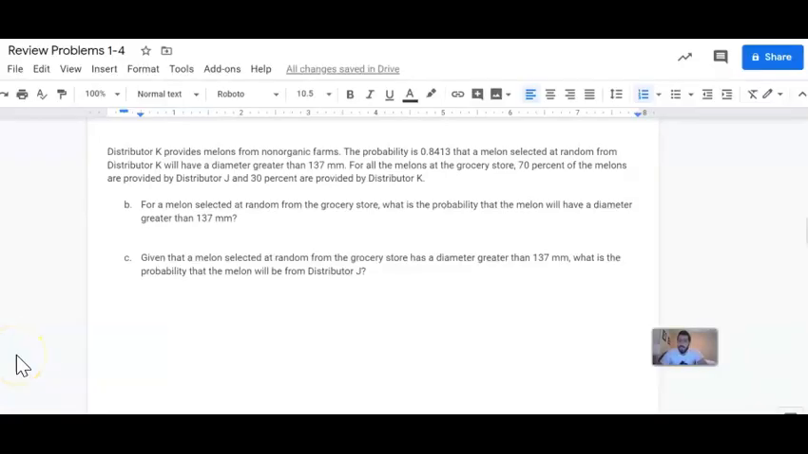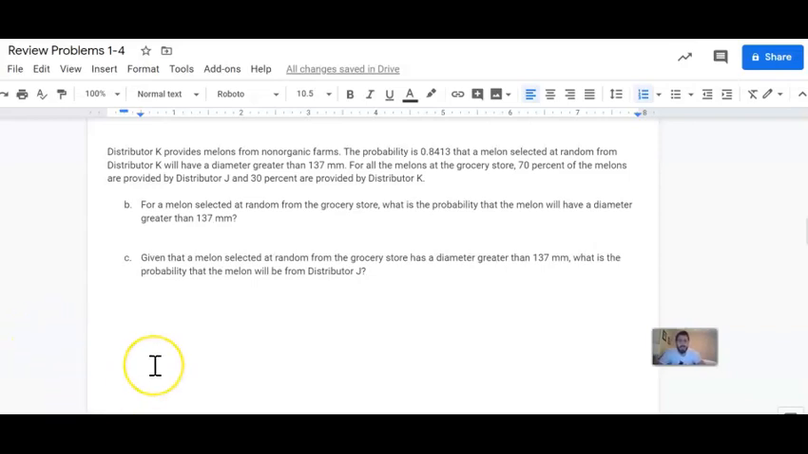All right, so distributor K provides melons from non-organic farms. The probability is 0.8413 that a melon selected at random from distributor K will have a diameter greater than 137 millimeters. For all of the melons at the grocery store, 70% of the melons are from J and 30% are from K. For a melon selected at random, what is the probability that the melon will have a diameter greater than 137?